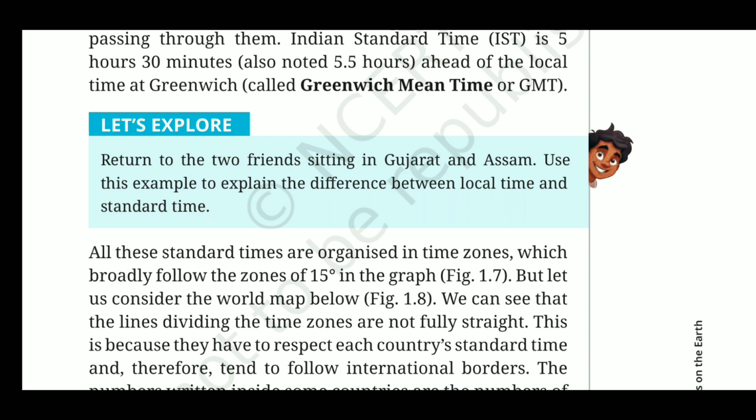All the standard times are organized in time zones, which broadly follow the zones of 15 degrees in the graph, Figure 1.7. But let us consider the world map below. Figure 1.8. We can see that the lines dividing the time zones are not fully straight. This is because they have to respect each country's standard time and therefore tend to follow international borders.